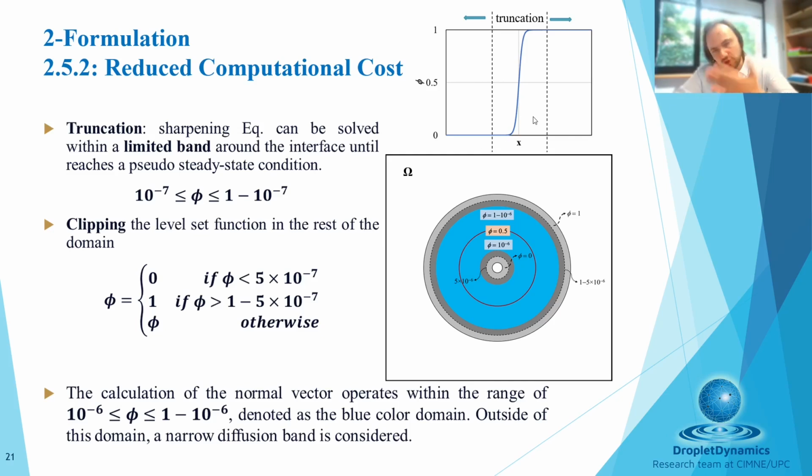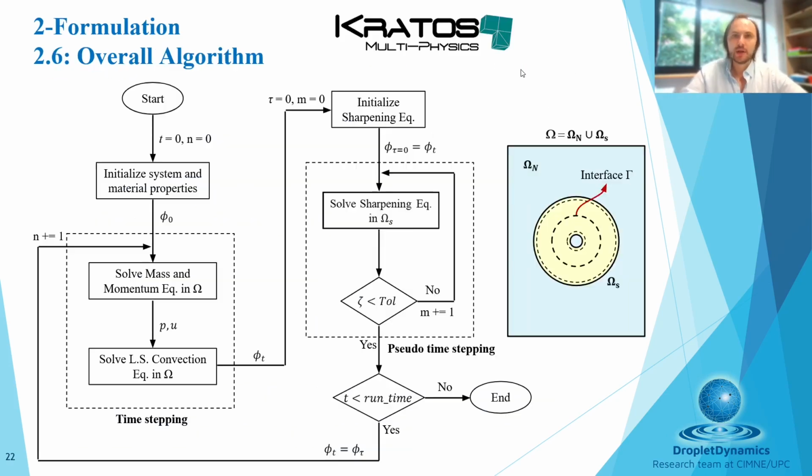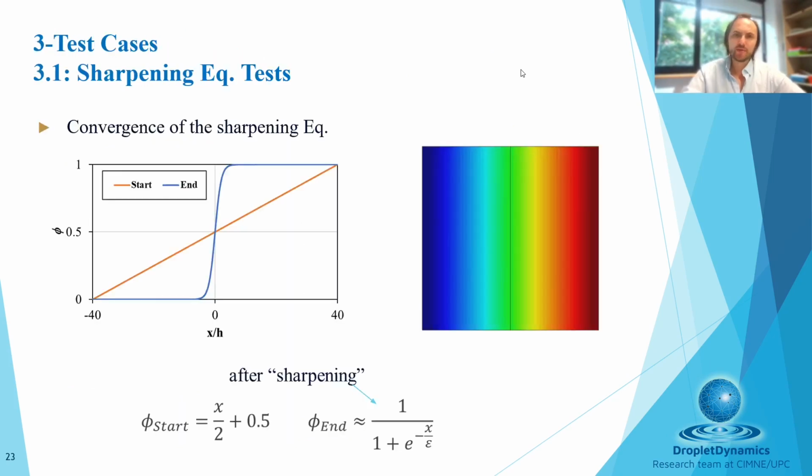Moreover, the pseudo-convection diffusion reaction or sharpening equation does not need to be solved in the entire domain. We can just choose an area in the vicinity of the interface and solve it there. Thus, solving this equation does not increase considerably the computational cost. So here I show a window where I truncate and I solve this equation only in the vicinity of the interface. So this is the algorithm.